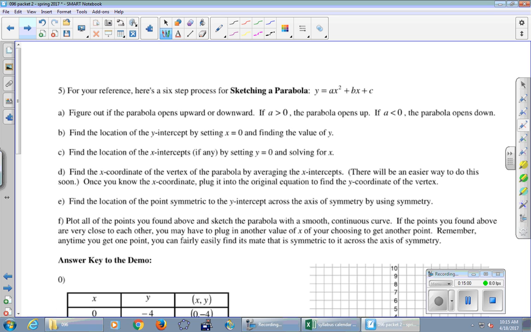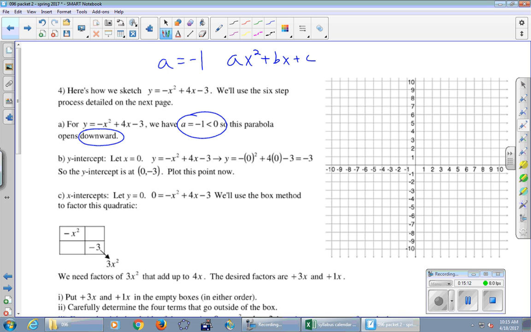Okay, so stay right here. I'm going to go here. B, find the location of the y-intercept. How do you find a y-intercept? You always let what equal what? Let x equal 0. It was true for lines. It's true here. So that's what we're going to do next. Let x equal 0. If we let x equal 0, we go y equals negative 0 squared plus 4 times 0 minus 3, right? Go ahead and write that. So we'll just change all the x's to zeros, and then we do arithmetic. What do we get? Negative 3.